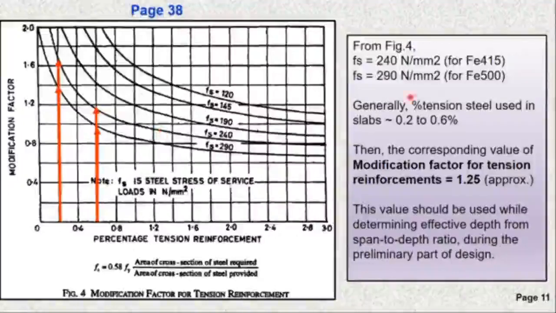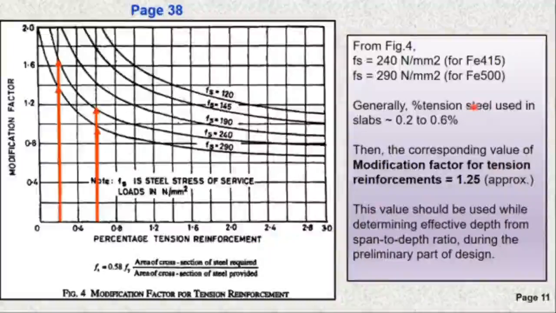Now coming to Fe500 grade, just substitute Fy is equal to 500 and you get Fs is equal to 290 Newton per millimeter square. So this curve for 290 represents the curve for Fe500 grade steel. And you just have these two curves, one for Fe500 and one for Fe415, and you need to determine the modification factors accordingly.